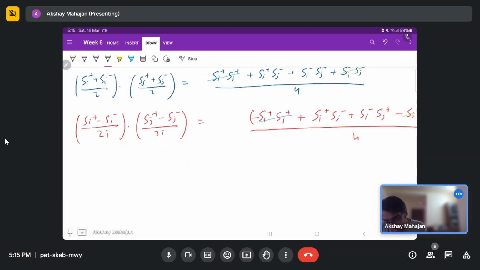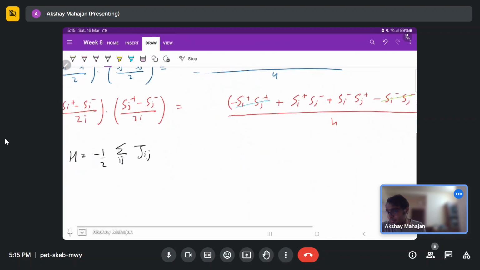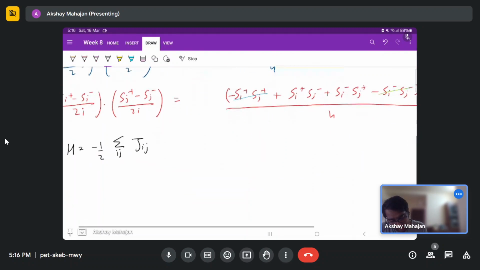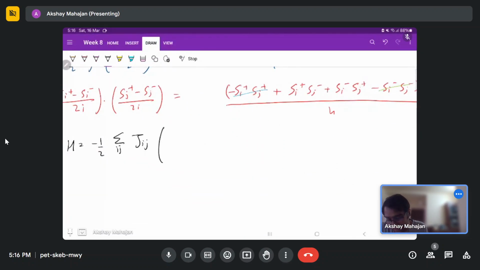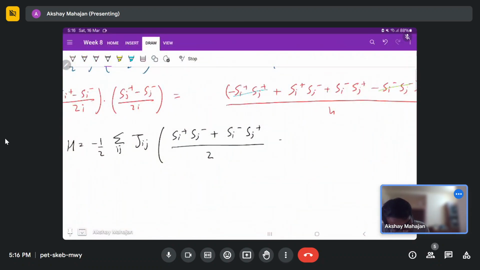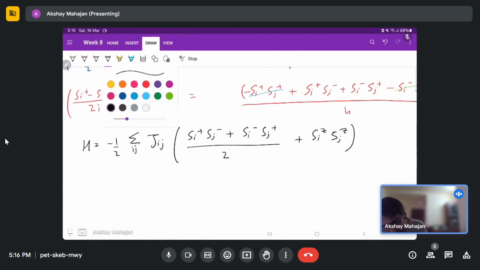Okay, so if we write it, basically our Hamiltonian H will become minus half summation over Ij, Gij, just sum these two. So you will have twice of this Si plus Sj minus plus Si minus Sj plus from red and blue terms. So here it is Si plus Sj minus plus Si minus Sj plus divided by 2 plus Siz Sjz. Okay, so this is our final answer.